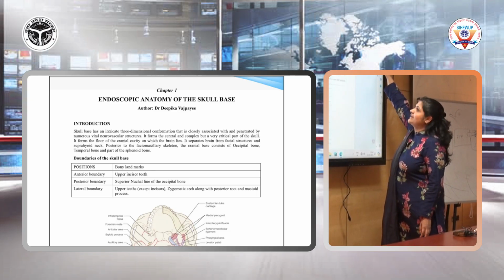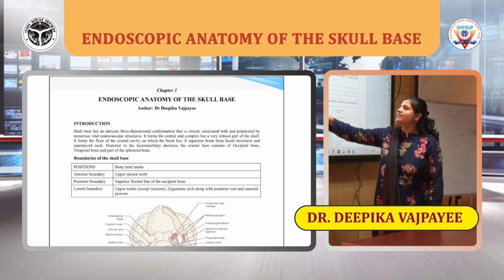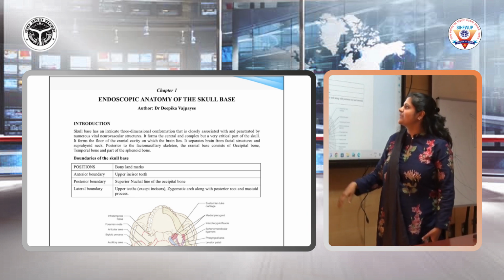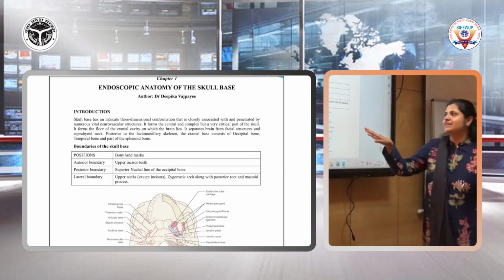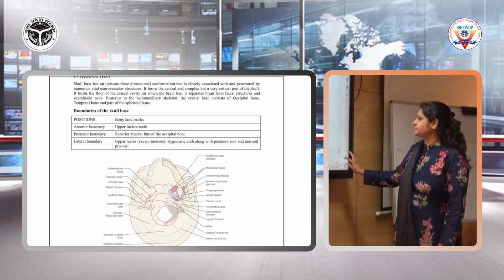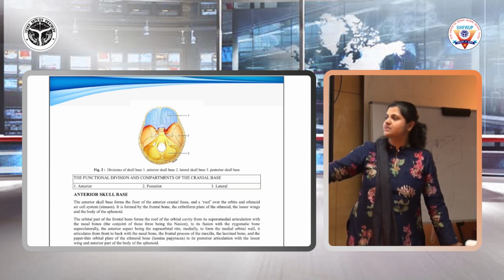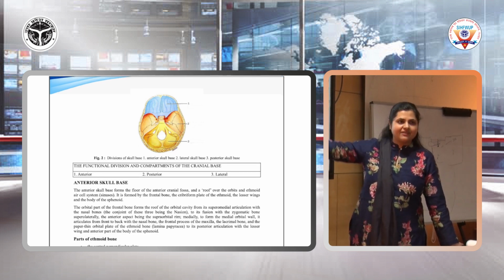Endoscopic anatomy of skull base. So the boundaries of the skull base. The anterior boundary is the upper incisor teeth. The posterior boundary is the superior nuchal line. The lateral boundary, except the incisors, is all other upper teeth and the zygomatic arch. Now the skull base is divided into three parts: the anterior skull base, the posterior skull base, and the middle or lateral skull base.